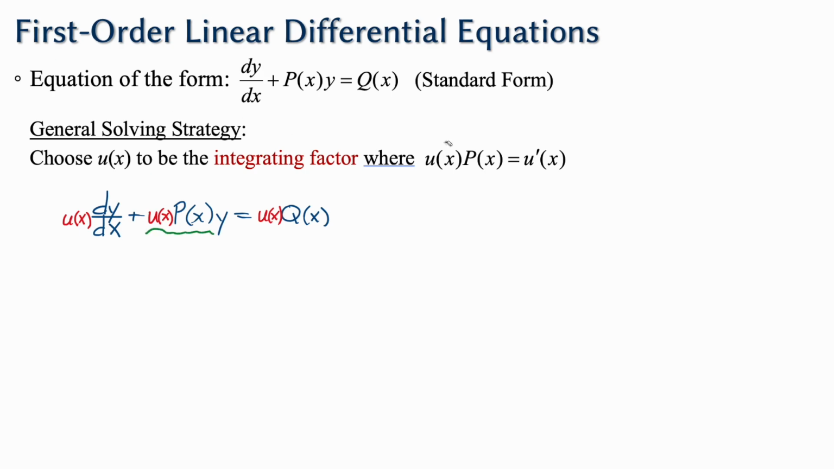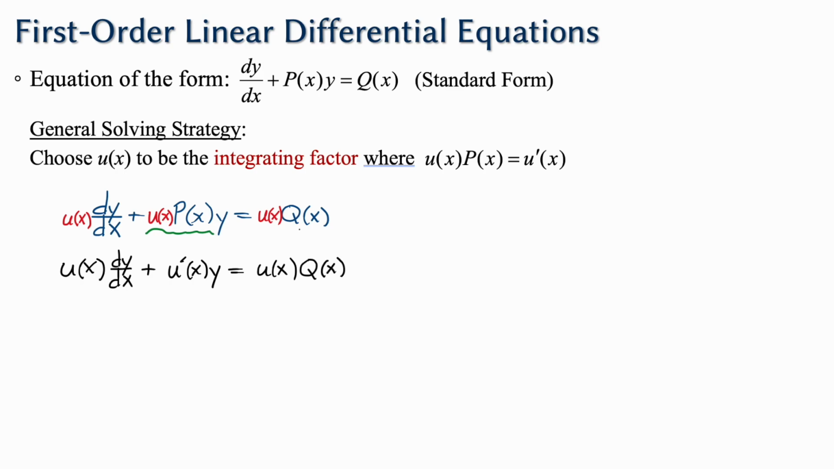Because I know that u times p is equal to the derivative of u, I can substitute this part right here and replace it with the derivative of u. So let's go ahead and do that and see what it looks like, and maybe you'll understand where I'm going. So if I go ahead and write this part here, we're going to have our u of x, of course, times dy dx. Now, I'm going to, again, replace what I've underlined here with the derivative of u. And, of course, still multiplying that times y. And then over here, we just have the u of x times whatever q of x is.